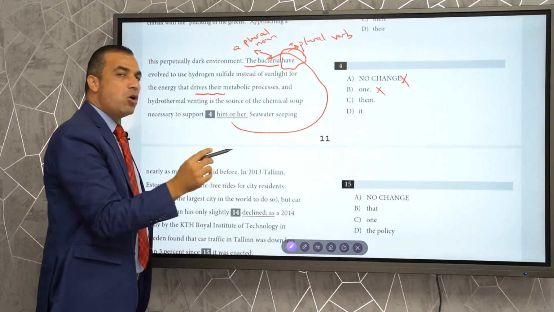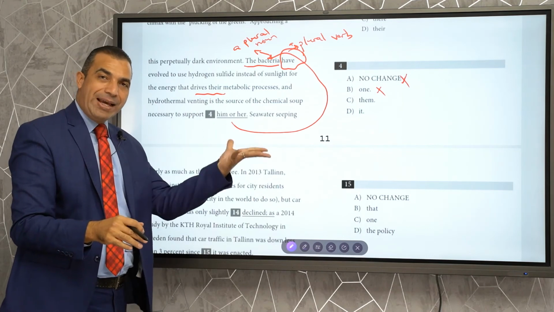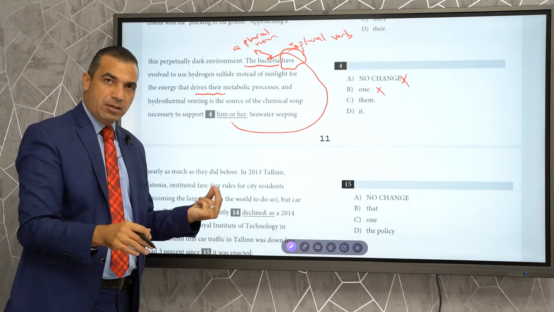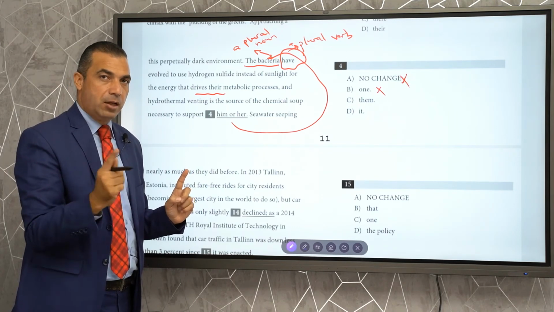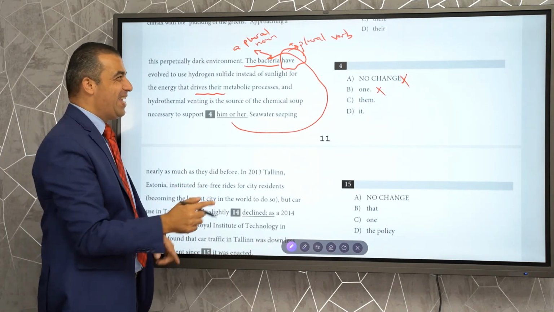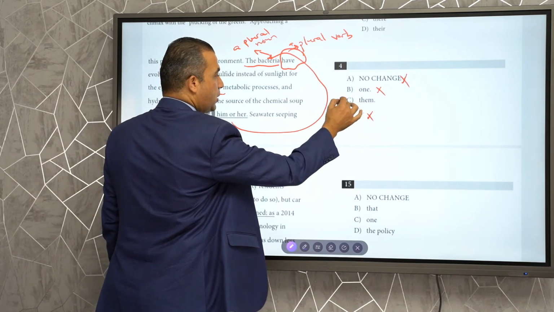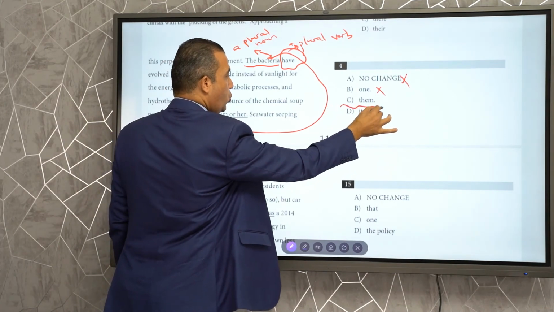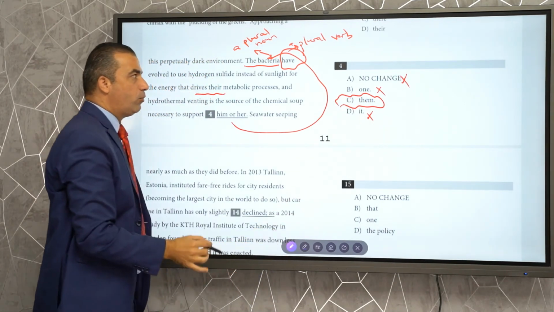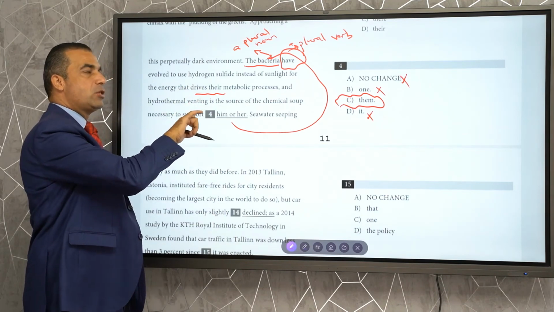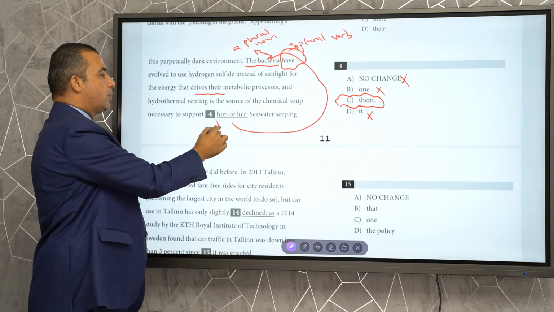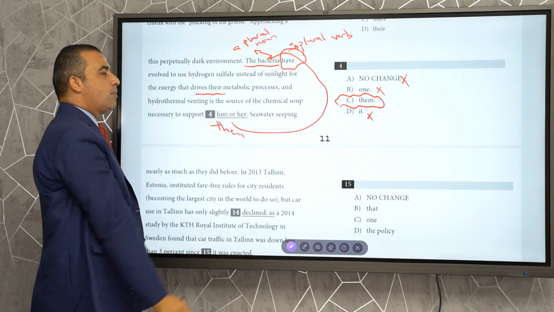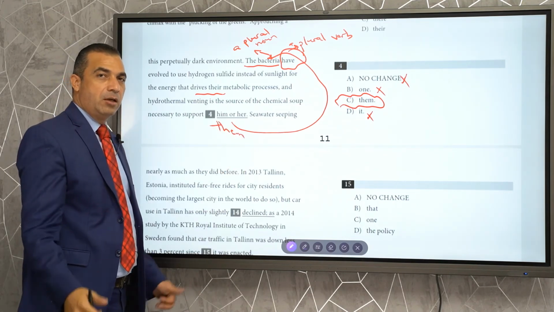Most of the students quickly chose it because they thought that bacteria is a singular noun, but it is not. It is a plural. So I can say them referring to bacteria because it is a plural subject. So I use a plural pronoun for the plural noun, which is bacteria. Bacteria have, and they're so necessary to support them because I'm talking about bacteria. Got it? Thank you very much.